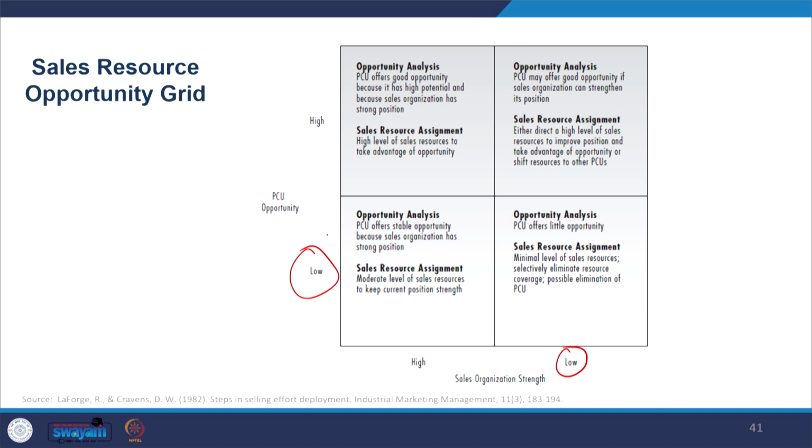The last case is where the opportunity is low and the sales strength is low. Limited opportunity, or very little opportunity, is there. So, in this case, a minimum level of sales resources selectively. You should selectively eliminate the resource coverage. Maybe if the PCU opportunity is so low, you may even eliminate the PCU because the control unit is not going to provide you much benefit. So, you can eliminate it. This is what is called a sales resource opportunity grid.